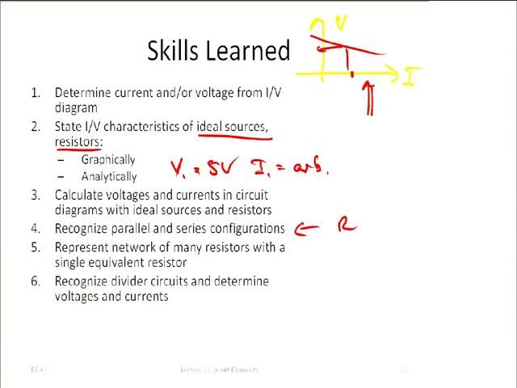Recognize divider circuits and determine voltages and currents. What kind of dividers do we have? Voltage divider and current divider. For the voltage divider, the resistors are in series, and for the current divider, they would be in parallel. You need to recognize these things, and then you need to be able to analyze them in the blink of a second. Again, if you can do that in 10 minutes, and we have a quiz or even an exam, you will say, oh, this was terribly long, and I didn't have enough time to do it. All you will get from me is sorry.